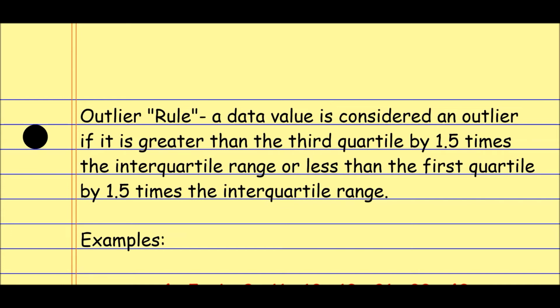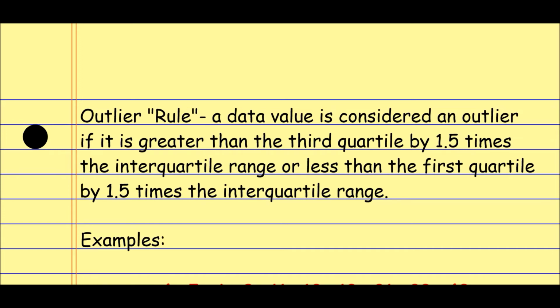In other words, if I take the interquartile range times 1.5, that tells me how far away from the first and third quartile I'm allowed to travel before it's considered an outlier, okay? So 1.5 times the interquartile range tells me how far from the third quartile I'm allowed to go up, and how far from the first quartile I'm allowed to go down before it's considered an outlier, all right?